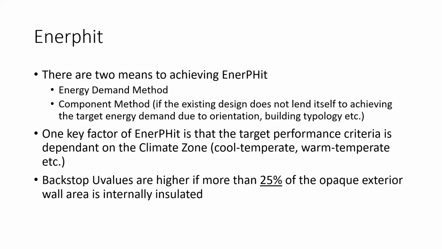Then there is the component method. If your building doesn't lend itself to that, and you might have to go through extreme levels of insulation to achieve that energy demand, you have the component method. As it says there, it applies if the existing design does not lend itself to achieving the target energy demand due to the orientation. Maybe it's a north-facing building and you're not getting solar gains, and if you're working with an existing building, it's not something you can redesign. You might be able to get some additional gains with new windows, but often it's not possible.